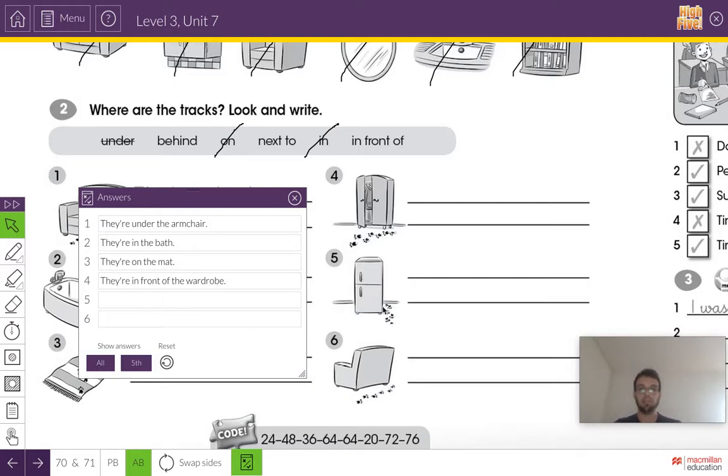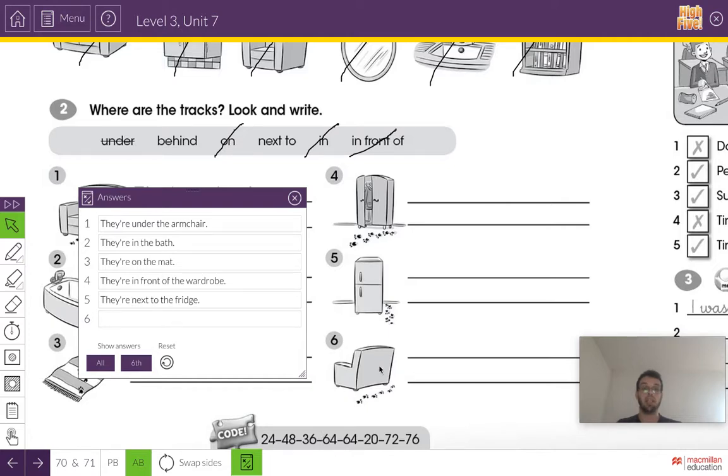Okay, number 5. All right, what was this thing? Do you remember? It's a fridge. Oh, hold on. I'll just cross off this. Okay. So this is the fridge. And where are the tracks? Are they behind the fridge or next to the fridge? Yeah, next to the fridge. That's correct. So we have to make our phrase. They are next to the fridge. Okay, just like this. They are next to the fridge.